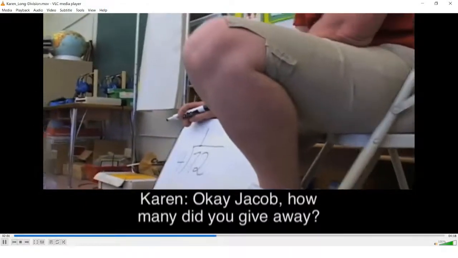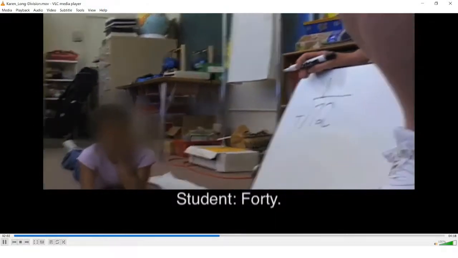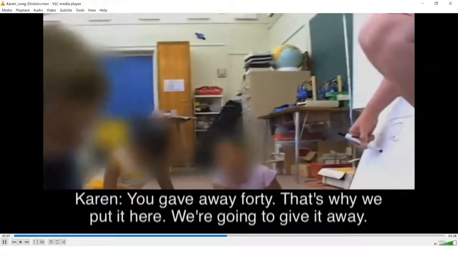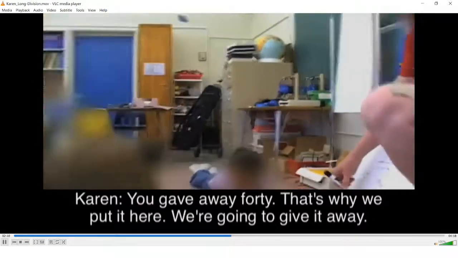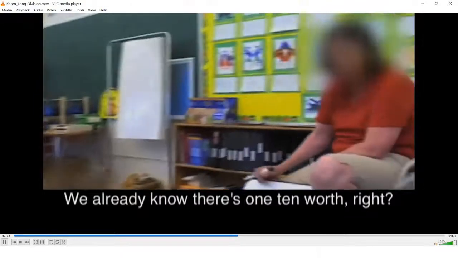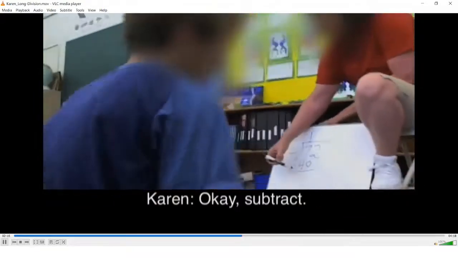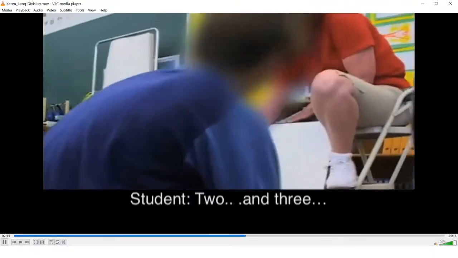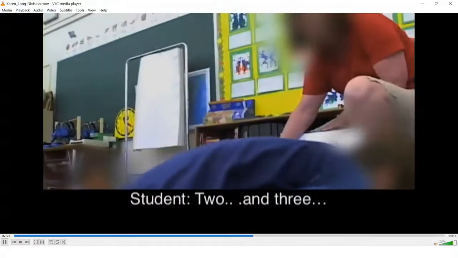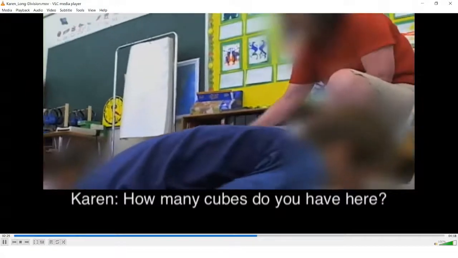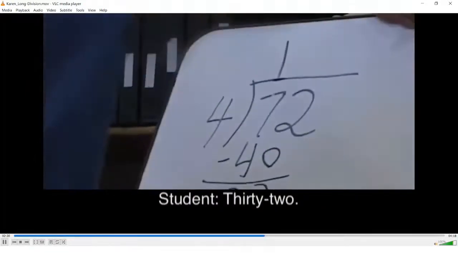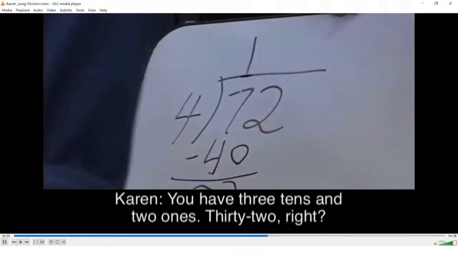Okay, Jacob, how many did you give away? 4. 40. You gave away 40. That's why we put it here. We're gonna give it away. We already know there's 110 worth, right? Yes. Okay. Subtract. 2. And 3. And how many cubes do you have here? 32. You have 3 10s and 2 1s, 32, right?